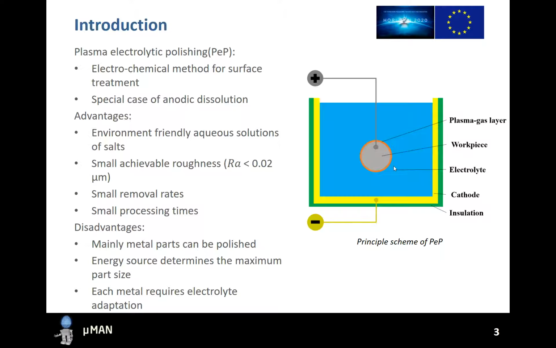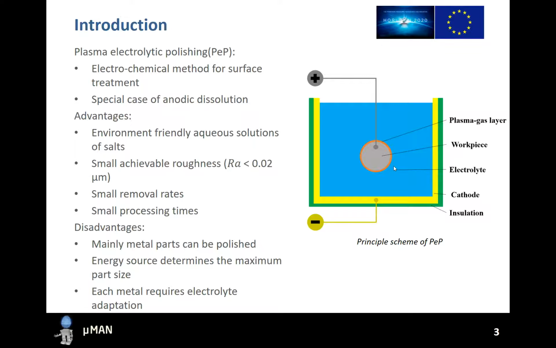On the right-hand side of the slide, a principal scheme of PEP can be seen. The sample is immersed into the bath with an electrolyte and acts as an anode. The electrolyte bath is a cathode. After applying the voltage, a thin gas layer surrounds the sample. Because this gas layer is mainly evaporated electrolyte, electron conductivity of this layer is low. This leads to a voltage drop inside this layer, which in turn leads to ionization of this gas and formation of plasma.